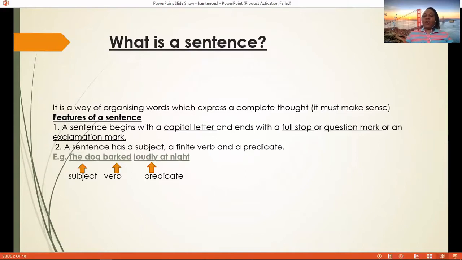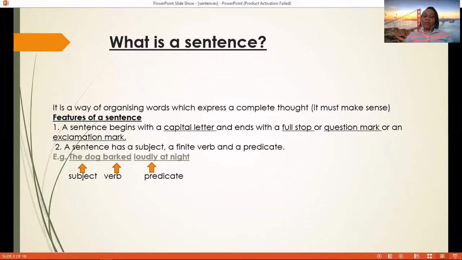A sentence also has a subject, a finite verb, and a predicate. Right, I'm just going to show you an example of what I mean by that. Looking at our screen there, we have an example of a sentence: the dog barked loudly at night. The dog is our subject. Barked, that is our finite verb. And then the rest of the sentence becomes what we refer to as our predicate.